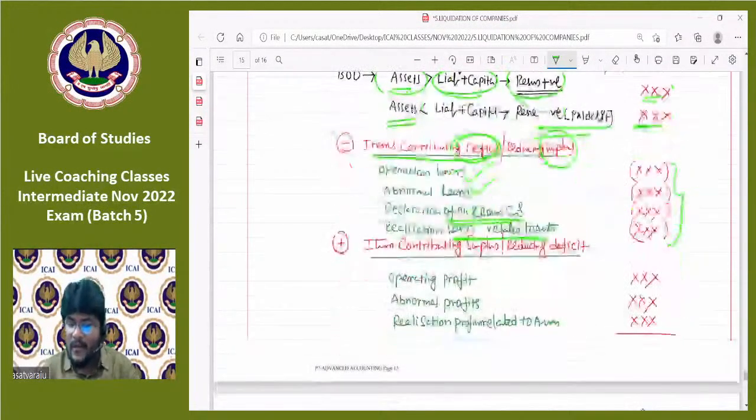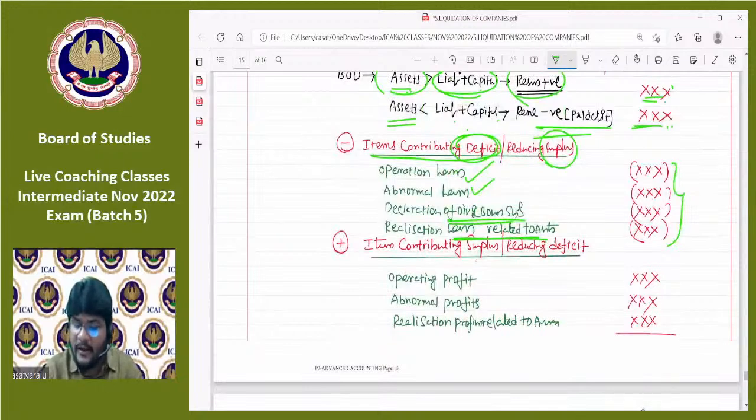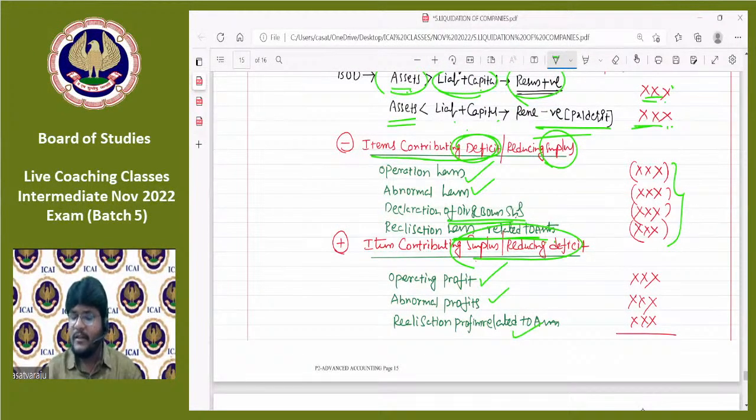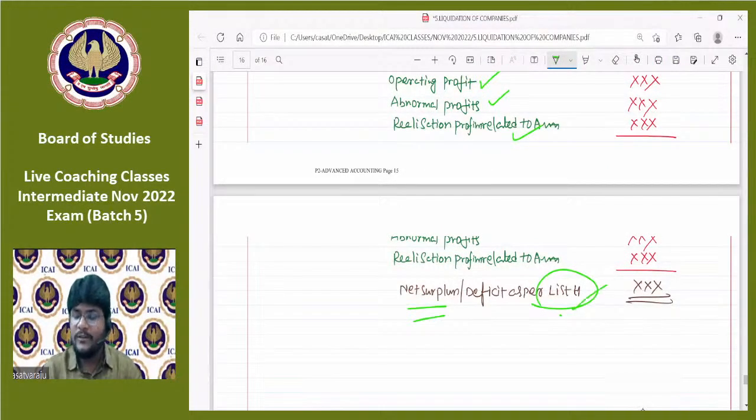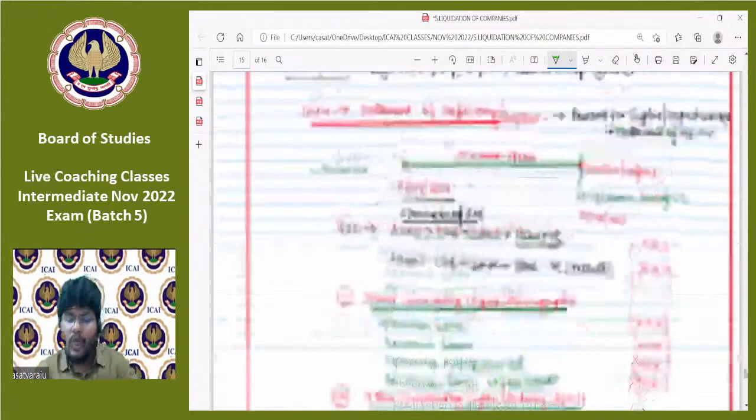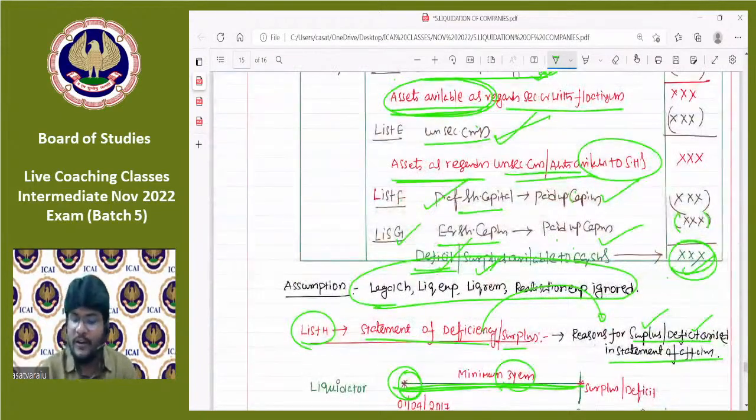In the same manner, you also need to adjust items contributing the surplus or reducing the deficit, which may be the operating profit, the abnormal profit, or the realization from assets. Then you will get list H, deficiency or net surplus as per list H, which should be equal to the deficit or surplus you got in the statement of affairs.